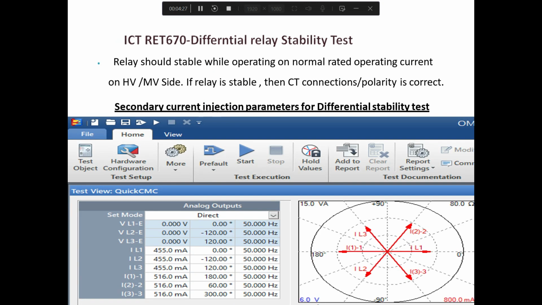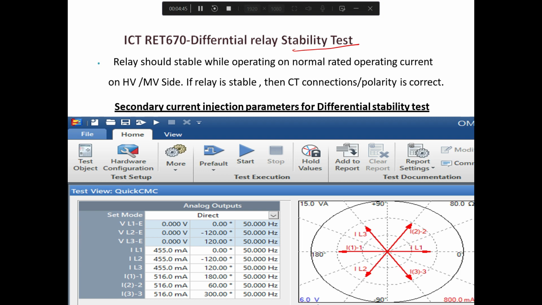So now the first thing that we check is the stability of the differential relay. What is the meaning of stability? Stability means when you inject the normal rated current on the HV and the LV winding of the transformer with correct polarity, then your relay must remain stable and it should not issue any trip command.